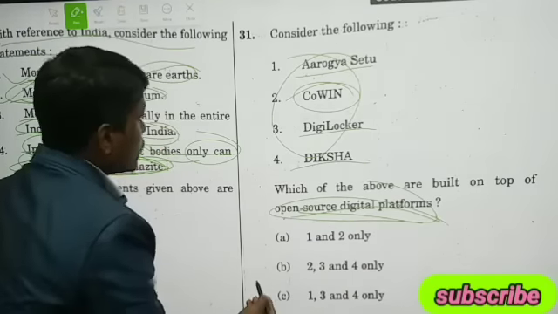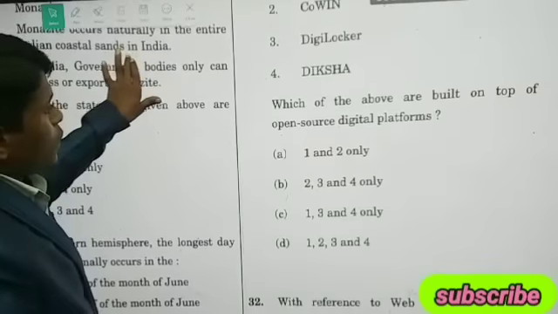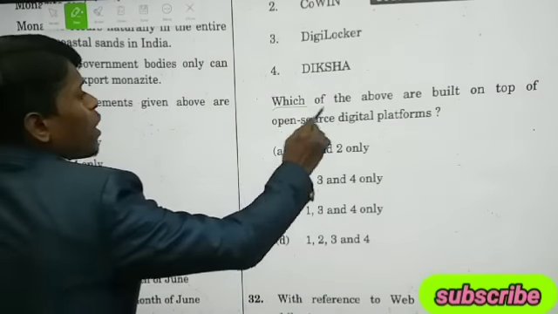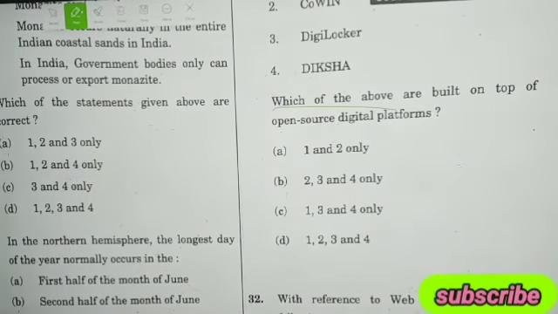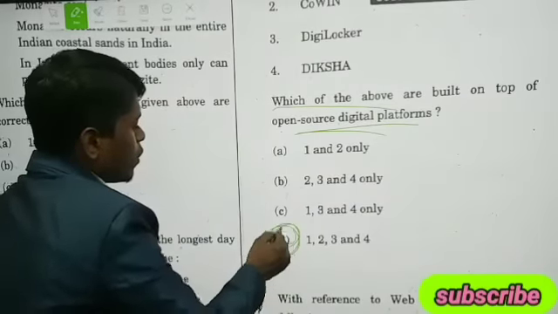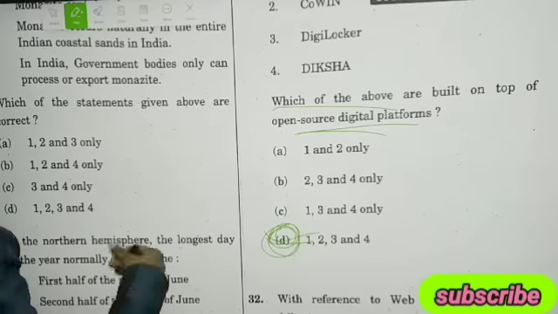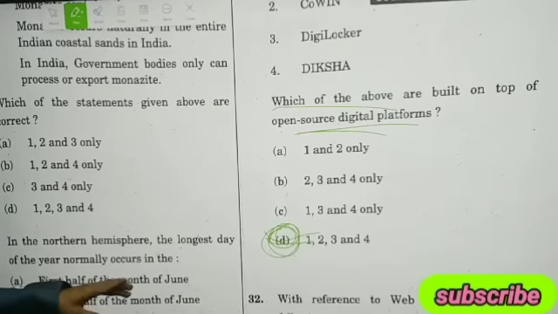Which of the above are built on top of an open source digital platform? These are, correct option D.